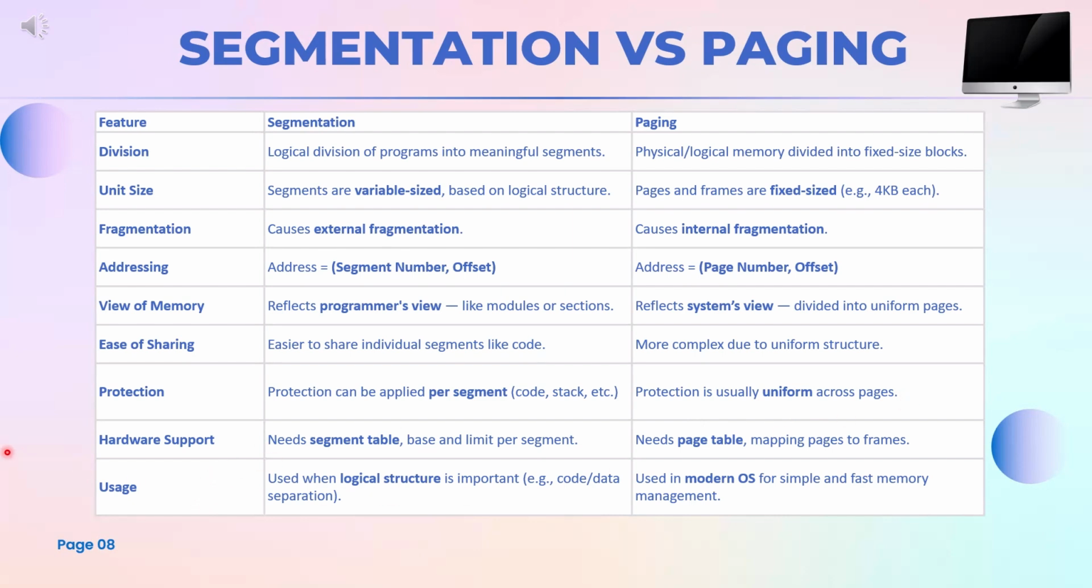Next we have hardware support. Segmentation needs a segment table and each segment must store a base and limit. Paging needs a page table which maps page number to frame numbers.